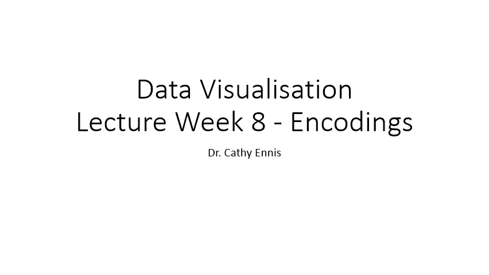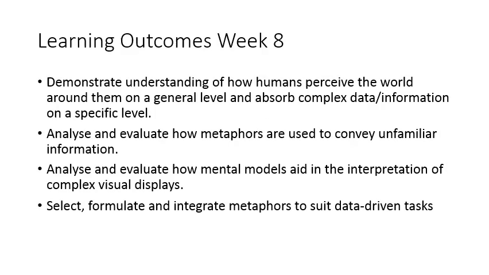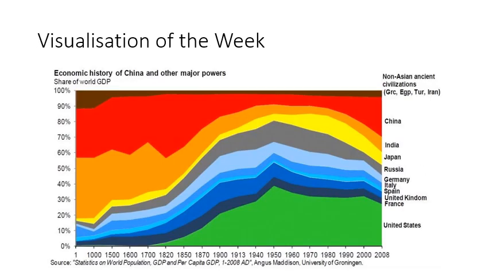This week's topic is encodings. When it comes to data visualization, the term encodings refers to how we encode our data into some sort of visual property. So basically, what we're going to be talking about are the visual properties that we can choose, and why we might choose some over others for different situations. These are the learning outcomes for this week.